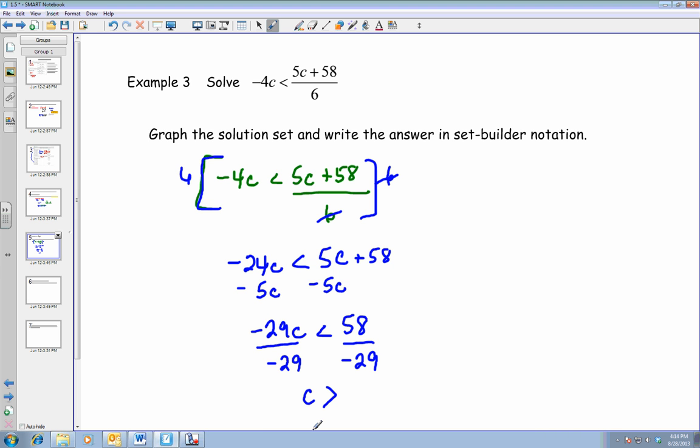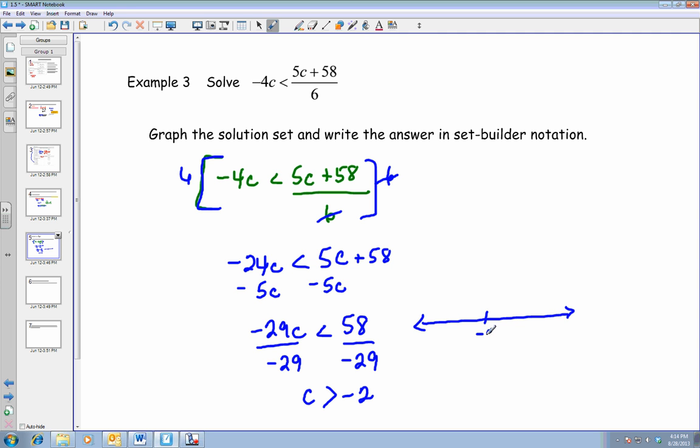And 58 divided by 29 is 2. And it's negative 2 because my signs are different. All right, so now we're going to graph that.